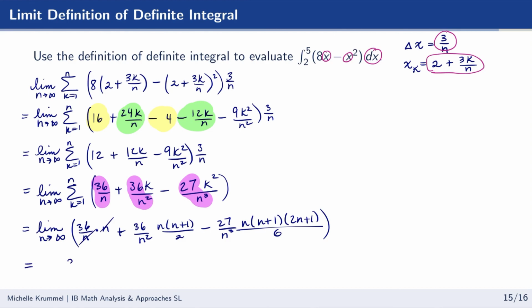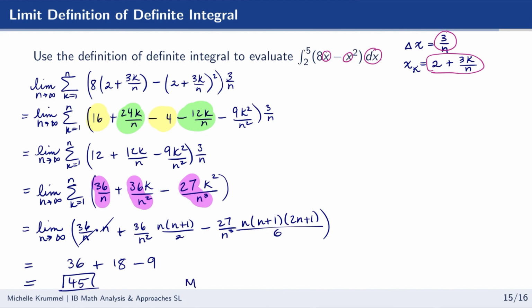So we get 36 plus, now here the 36 over 2 is the ratio of the leading coefficients, so 18. And then on the next one we've got 27 times 2 as the leading coefficient in the numerator, and 6 as the leading coefficient in the denominator. So that's going to leave us with a 9, minus 9. So our final answer, 45.